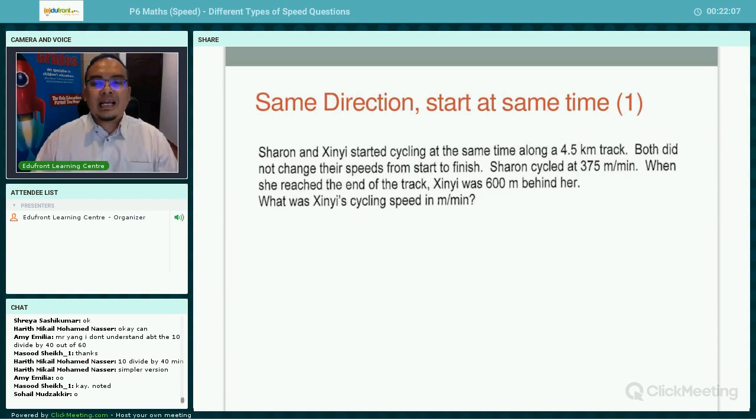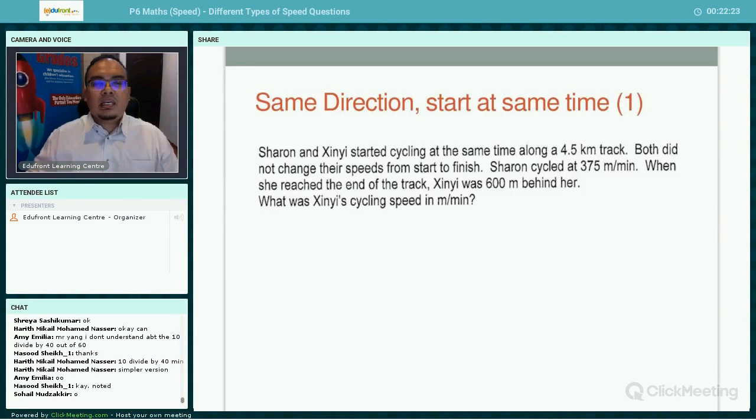Same direction, starting at the same time. Okay, so now we have two objects. Two objects from the same direction, starting at the same time. A very common example is a race.